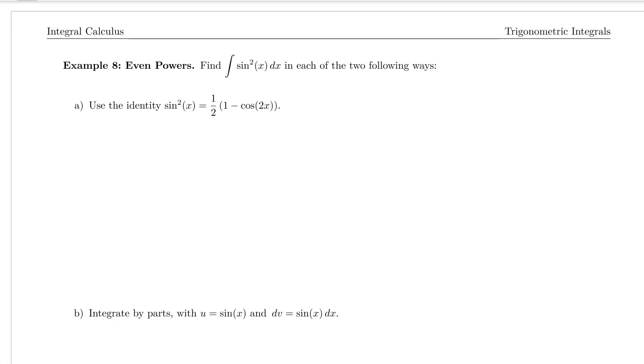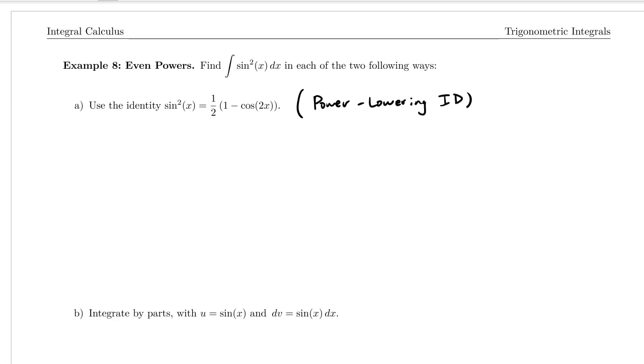Example 8 asks us to find the integral of sine squared of x dx in each of the following two ways. Part A wants us to use the identity sine squared x equals 1/2 times 1 minus cosine of 2x. And if you remember at the beginning of part 1 of this video, if you look at the table of trigonometric identities, this is called the power lowering identity or formula.